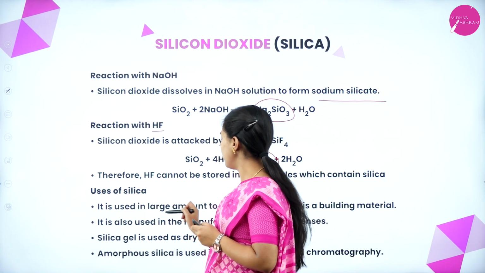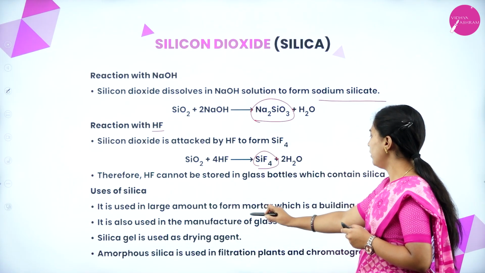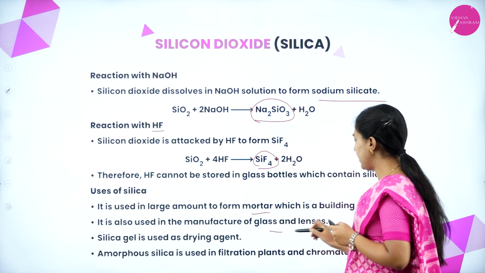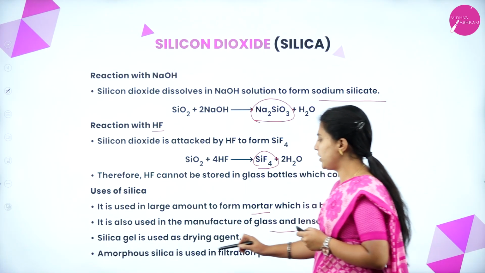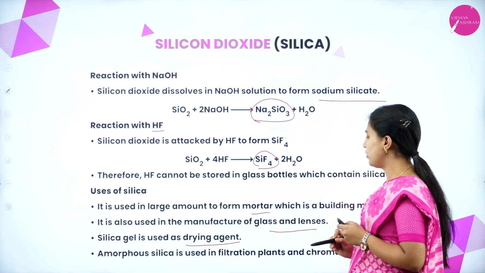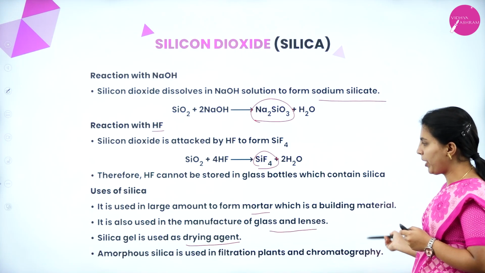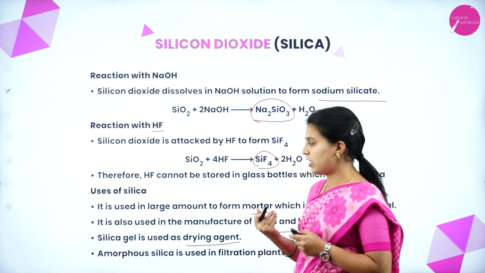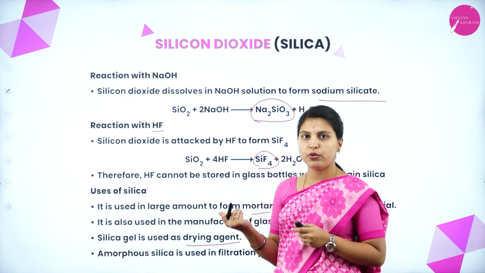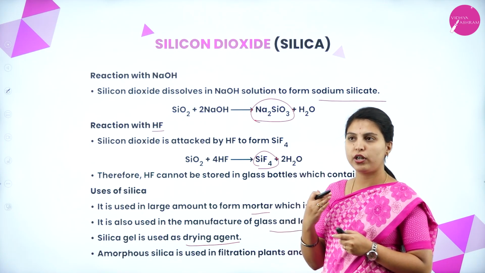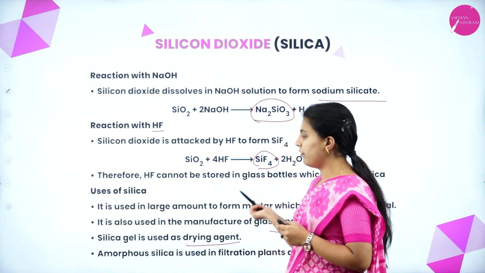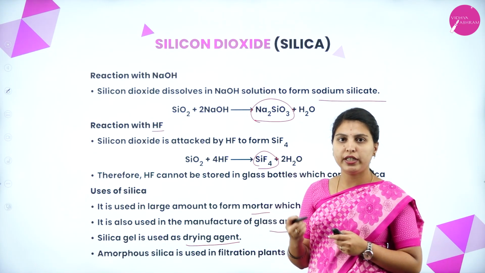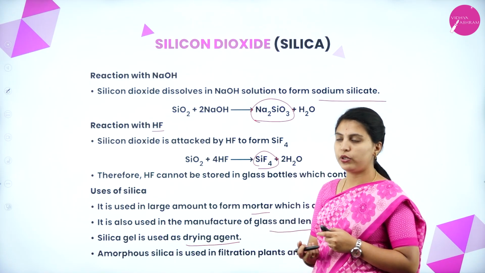Uses of silica: it is used in large amounts to form mortar, which is a building material. It is also used in the manufacture of glass and lenses. Silica gel is used as a drying agent. Amorphous silica is used in filtration plants and chromatography. It is used in the building of industries and large buildings, and also in ceramics, which are used in washrooms and floor tiles. Amorphous silica is used in laboratories for filtration as well as chromatography.